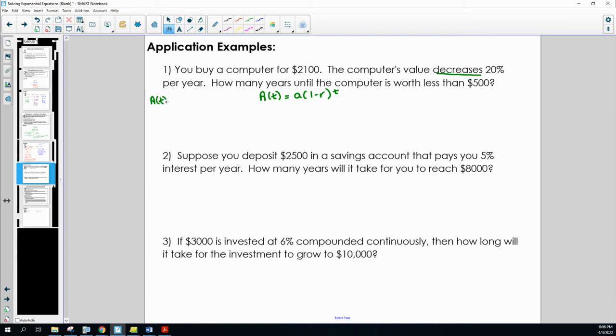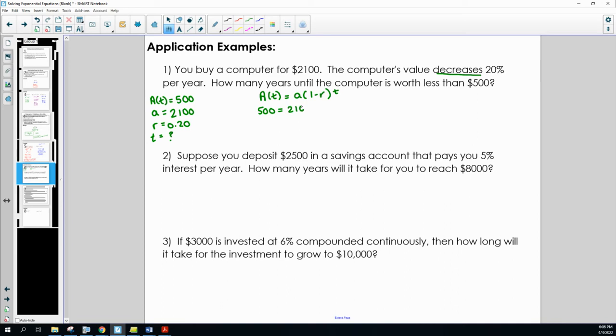So A of t is our final amount, and they tell us $500. Right? We want the computer to be worth less than 500, so 500 is like our ending amount. Little a is our starting amount or our initial amount, which is how much we bought the computer for, which is 2,100. Our rate is 20%, but we have to change it to a decimal, so 0.20. And t is our question mark. t is what we're trying to solve for. So let's plug this in. So A of t is 500.